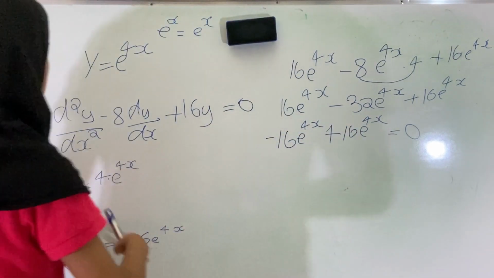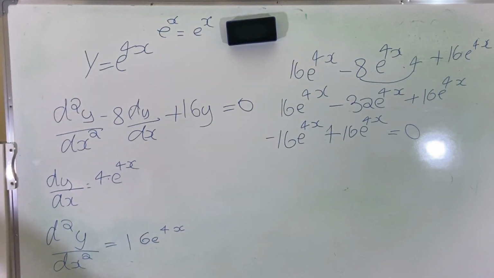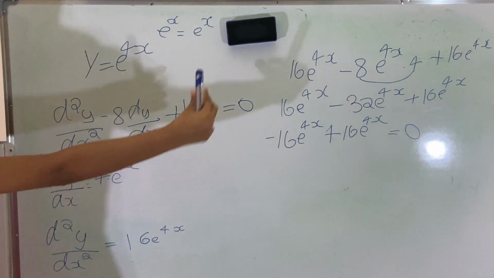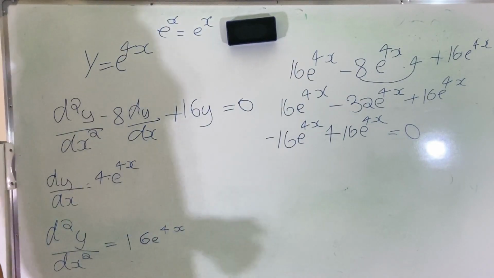So here the question is that you have to make sure that this equation is correct. So this equation is actually correct because the answer is actually 0. Okay, so I hope you understood.